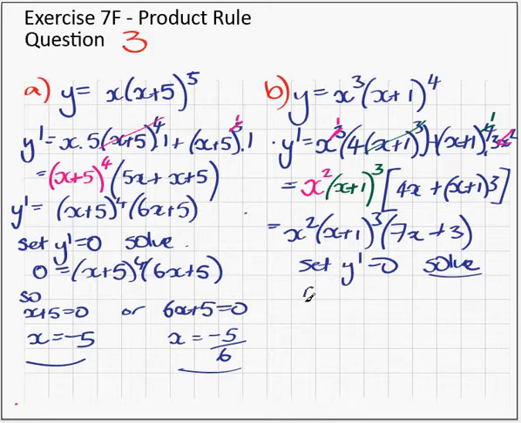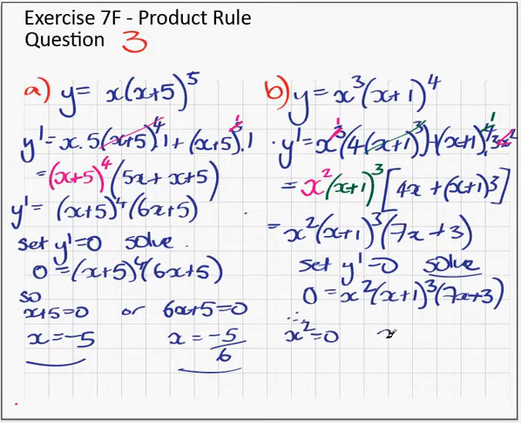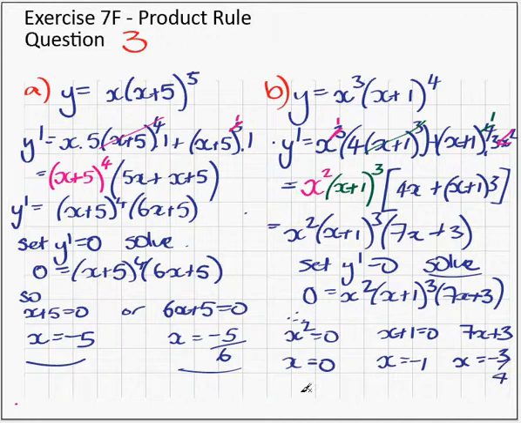In that case I've got 0 equals my derivative, 3 things being multiplied together that equals 0, so either the first one is 0, the second one, or the third one. So in this case, there are our 3 responses for where the derivative could equal 0.